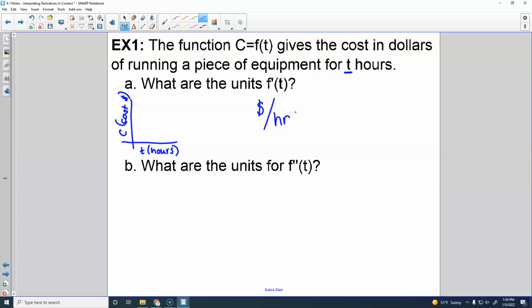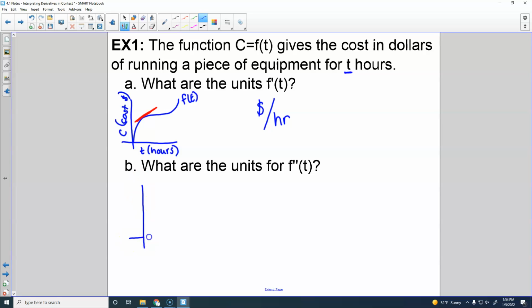If you think about the graph, when you find the derivative, what you're finding is the slope. Slope is changing y over changing x, and this would be your f of t graph. So if you take the derivative, your units are dollars per hour. What about for f double prime?